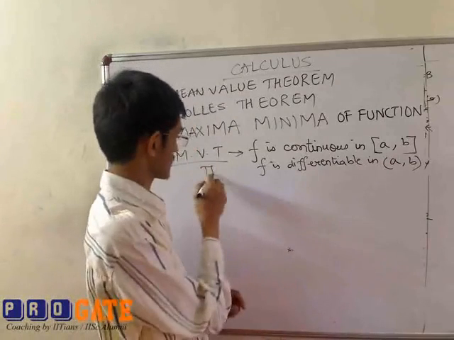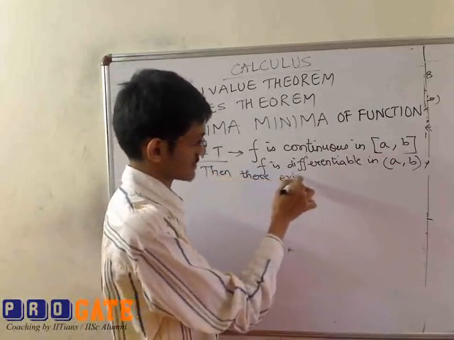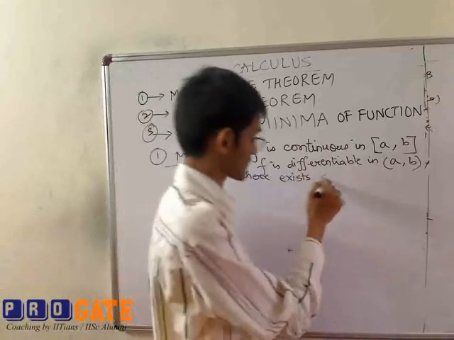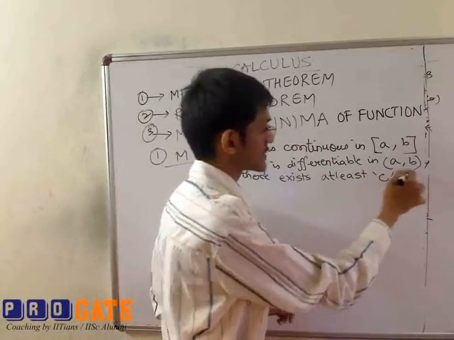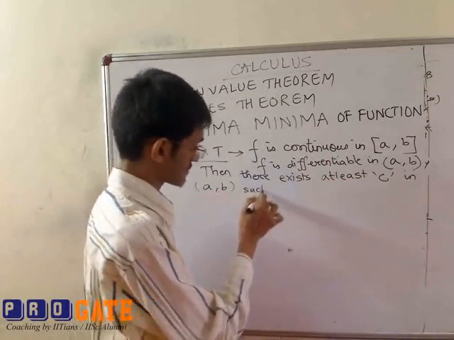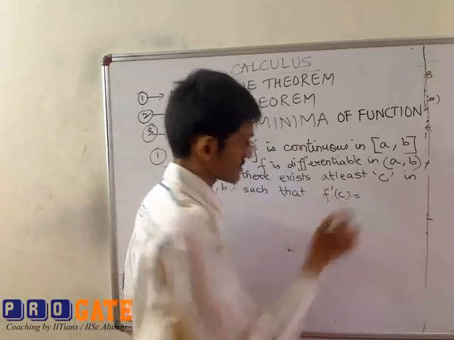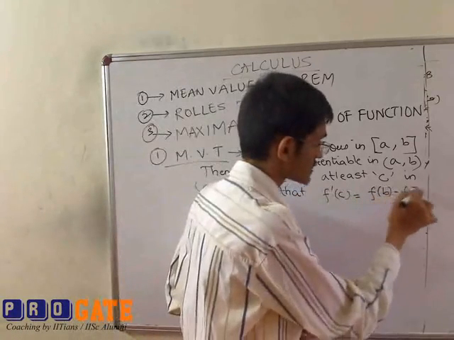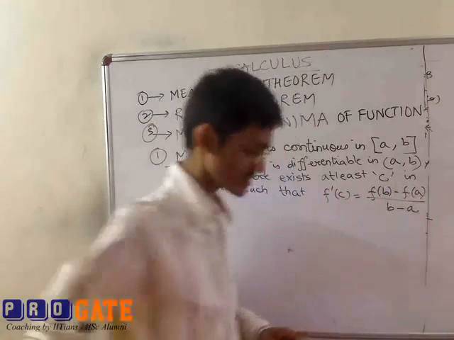Then there exists at least one c, a point in a comma b, such that f dash c is equal to f of b minus f of a upon b minus a.